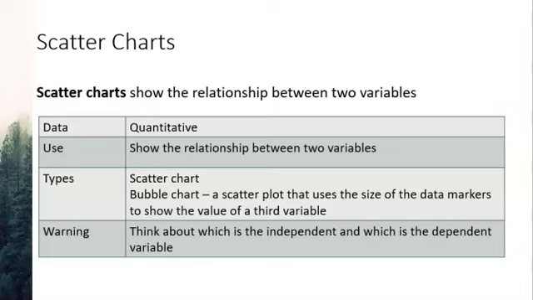Once you've decided which one is independent and which one is dependent, the independent variable will go on the x-axis, the dependent variable goes on the y-axis, and you simply plot the values of the two variables against each other to form the scatter chart. There's also a special type of scatter chart called a bubble chart, where you can use the size of the marker to show the value of a third variable. So you're actually plotting in 3 dimensions.